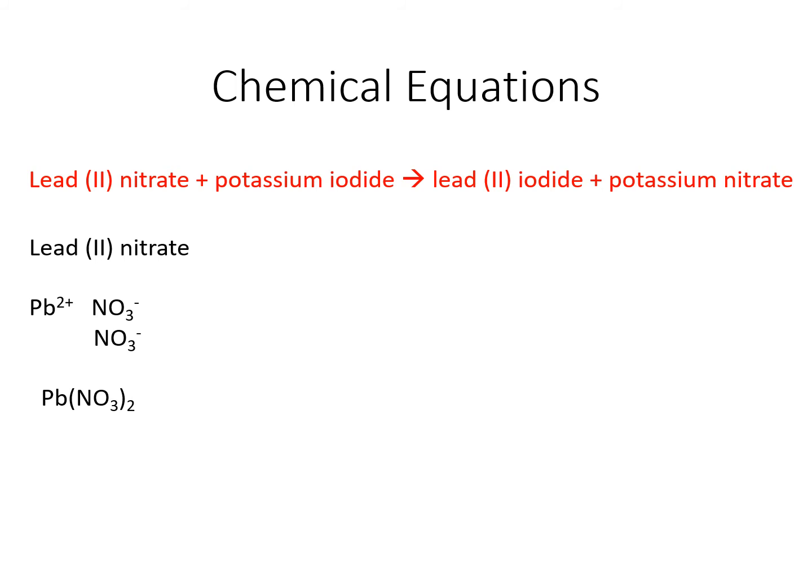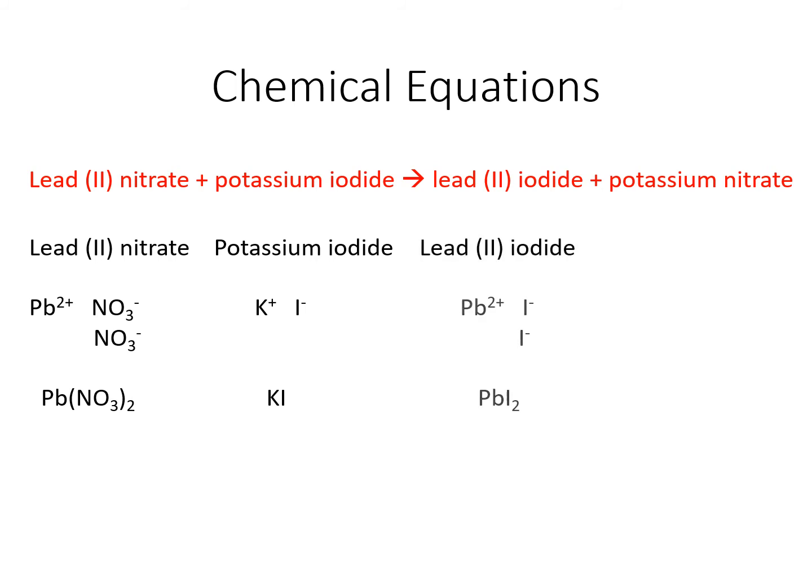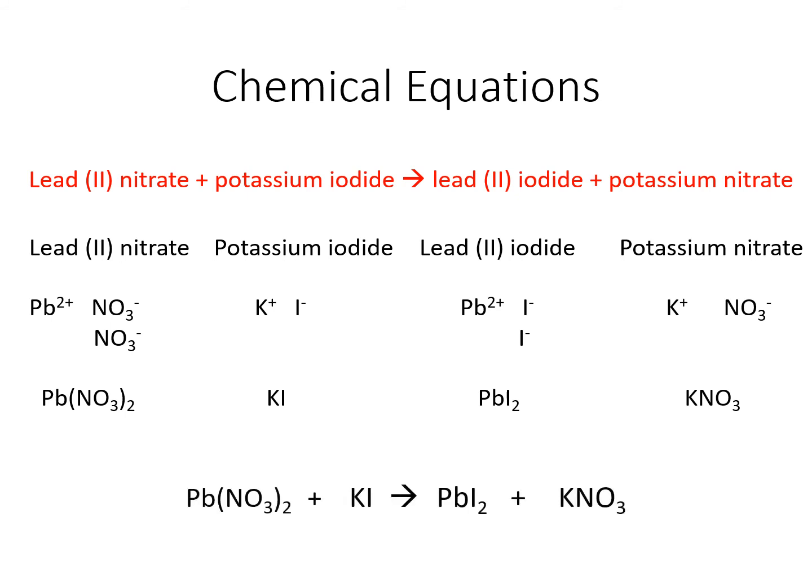We basically follow the same method for every single chemical that is within our chemical equation. Potassium iodide, potassium is K+, iodine is I negative. We need one of each, so it's KI, and then we carry on and on. So now we've got all of the formulas of our chemicals, so we can now put them into a chemical formula equation, which looks like this.